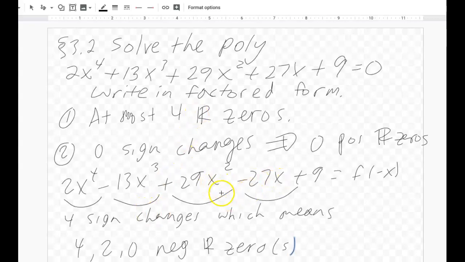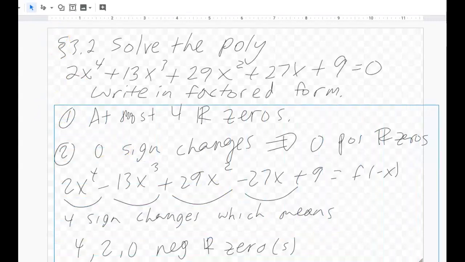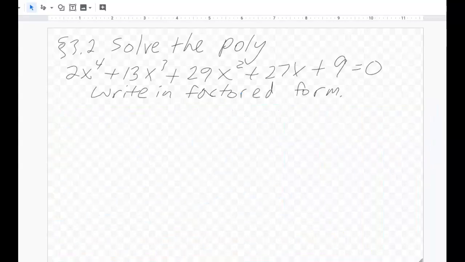Here's the benefit of doing Descartes, even in your head. When we go to the rational zeros theorem, I'm still going to write plus or minus out of habit, but when we go to the next step to test those zeros, I'm not going to test any positive ones. I'm just going to stick with negative zeros. So let's delete all this and look at the rational zeros theorem.